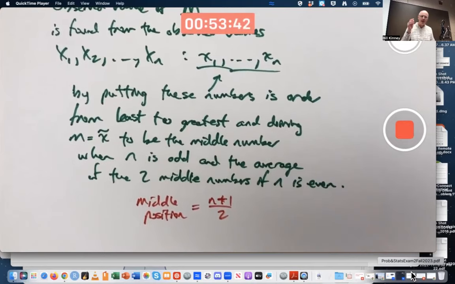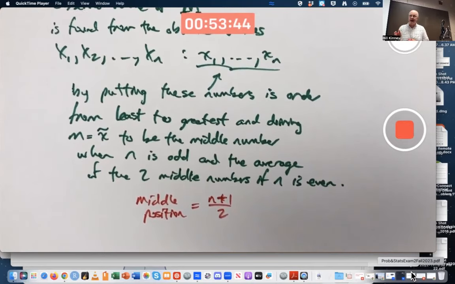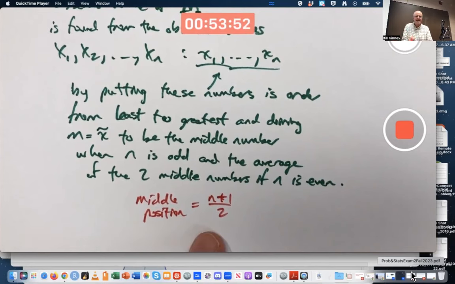And that'll be the location of a middle number when n is odd, because it'll be a whole number when n is odd. And it'll be a location between two middle numbers when n is even. Like if n is 10, this is 11 over 2, 5.5. If you've got 11 numbers, the middle position is position 5.5, which means the two middle numbers are positions 5 and 6.